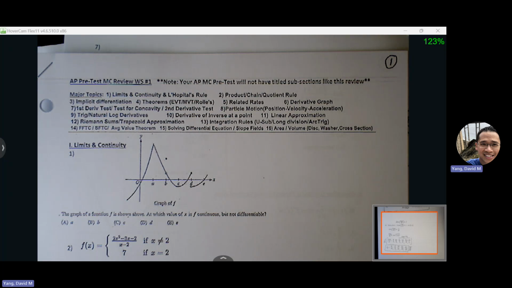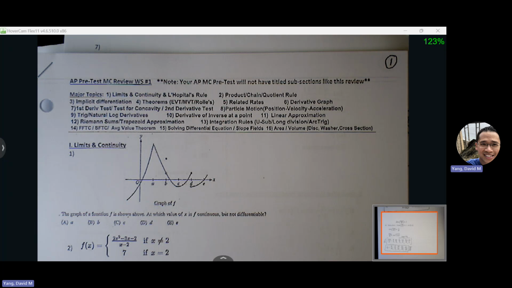We're working towards finishing off this packet in preparation for Monday's multiple choice quiz. So let me just read through these other derivative topics. Limits and continuity and L'Hopital's rule, so they all kind of go hand in hand. Product, chain, quotient rule, implicit differentiation, theorems such as IVT, mean value theorem, and Rolle's. Related rates, being able to interpret a derivative graph.